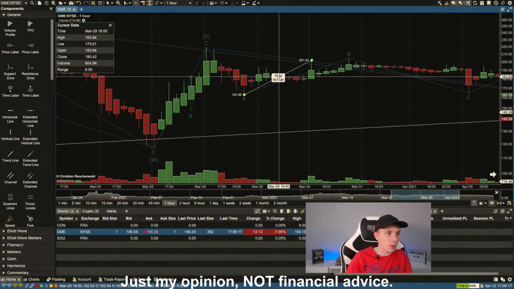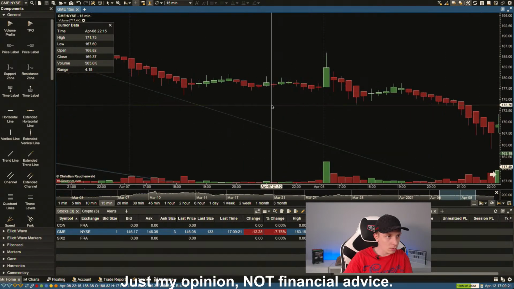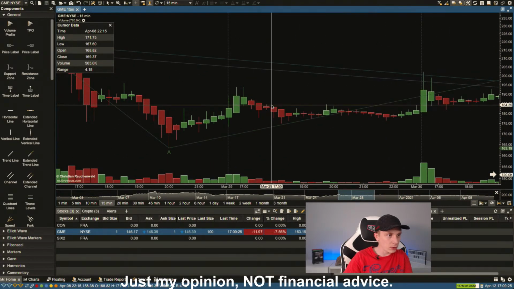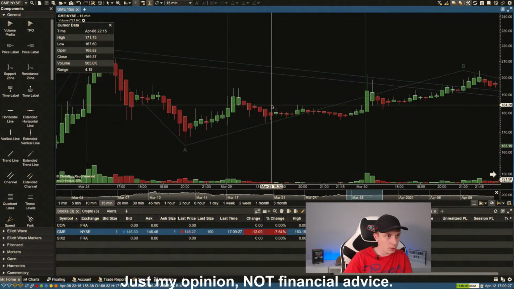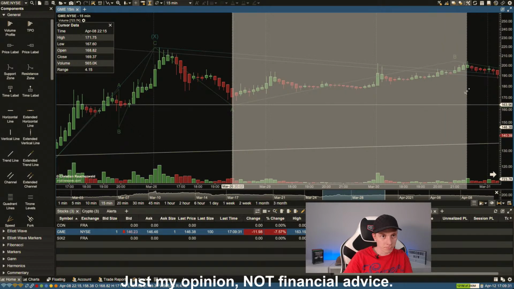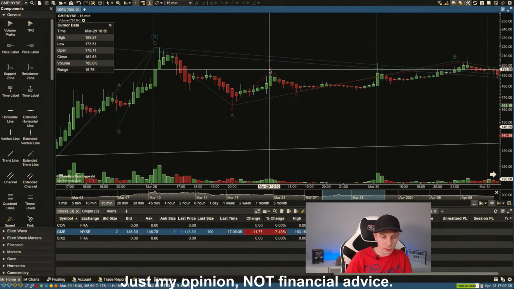It's tricky on this time frame, so I'm going to switch. Let's see. It's a little too close and the points don't match up anymore. But yeah, that would not be a perfect zigzag, okay.